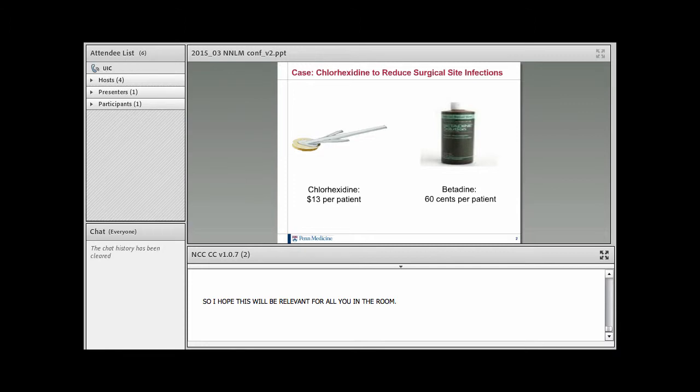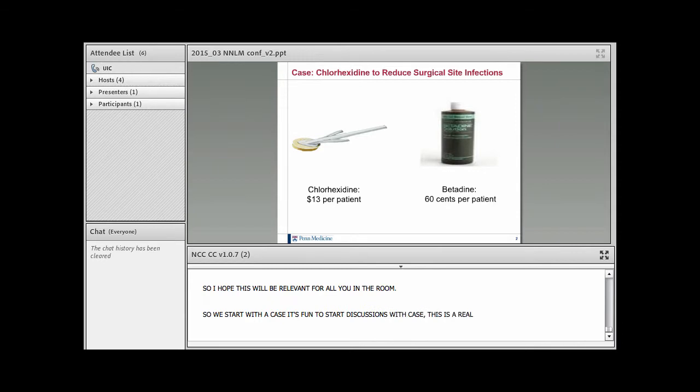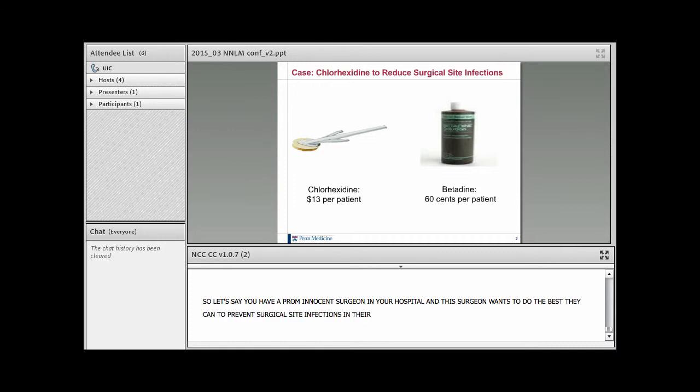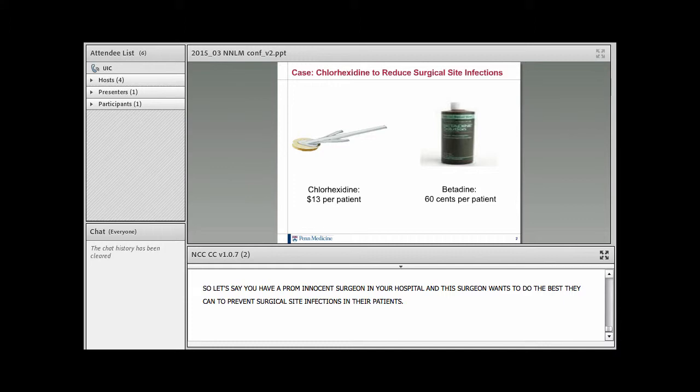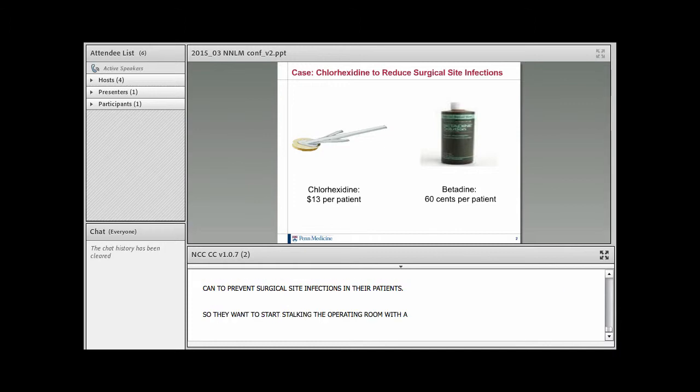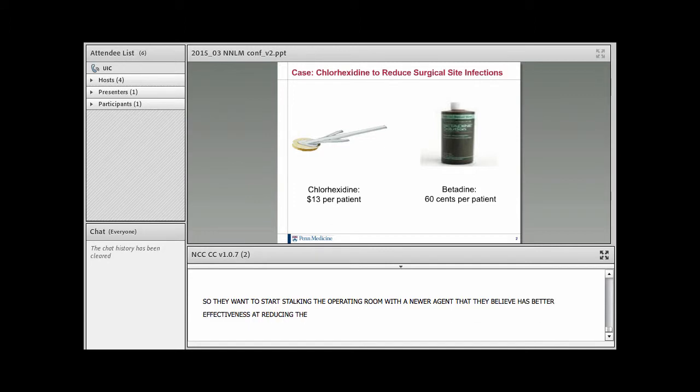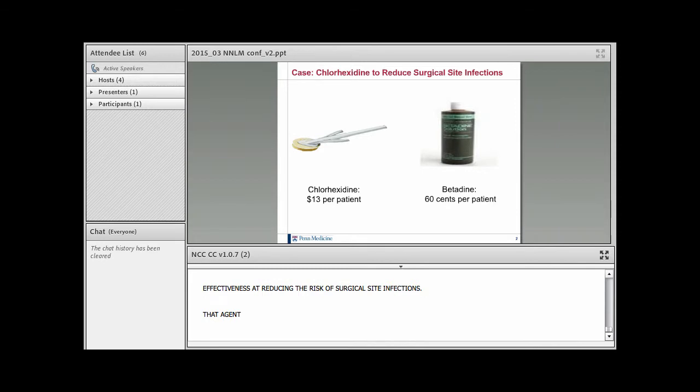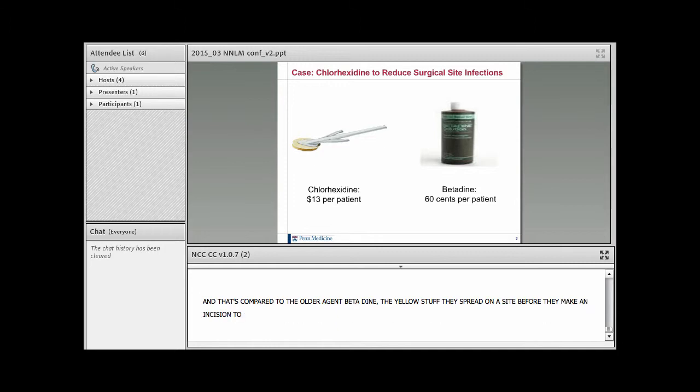So I'm going to start with a case. It's fun to start these discussions with cases, and this is a real-life case. Let's say you have a prominent surgeon in your hospital, and this surgeon wants to do the best that they can to prevent surgical site infections in their patients. They want to start stocking the operating room with a newer agent that they believe has better effectiveness at reducing the risk of surgical site infections. That agent is called chlorhexidine, and it's $13 per patient. That's compared to the older agent, betadine. That's the yellow stuff that they spread on a site before they make an incision to prevent a surgical site infection. And that old school betadine is about 60 cents per patient.